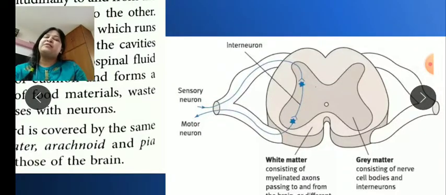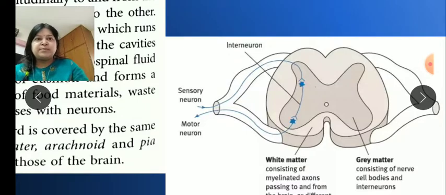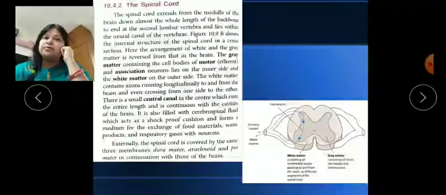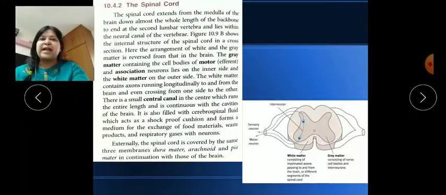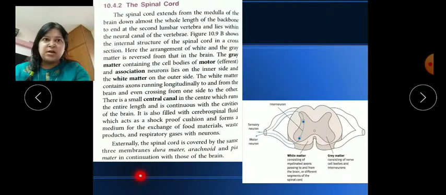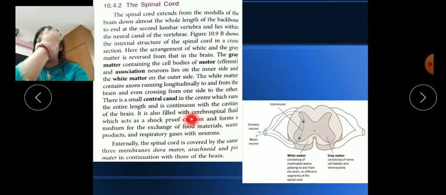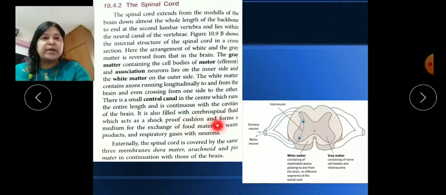Okay, and you know a reflex action is stimulated by the spinal cord only, not from the brain. Like the brain, the spinal cord is also covered by the same meninges, the spinal meninges membrane, which is further made up of dura mater, arachnoid and pia mater. And the spinal fluid runs entirely along the length of our vertebral column.